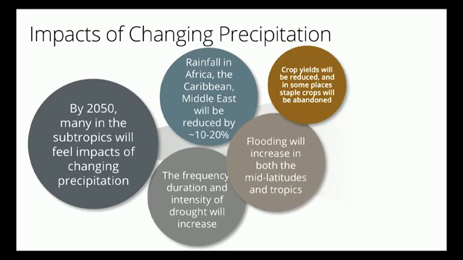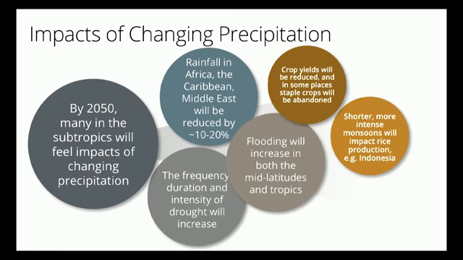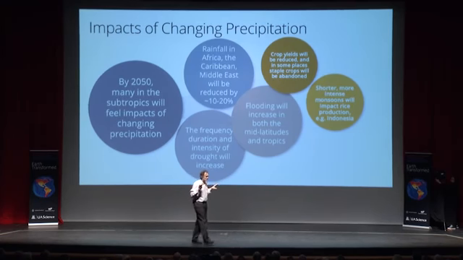Okay, so those are just the climate impacts we're pretty confident in. The impacts on crops are crop yields will be reduced, and in some places staple crops will have to be abandoned. I really want to talk about this, but I'm running out of time. Shorter, more intense monsoons. It's kind of interesting. This is not something that I think we understand well, but every climate model tells you the monsoons will be more intense. We understand that. There's just more water vapor in the atmosphere in a hotter climate.